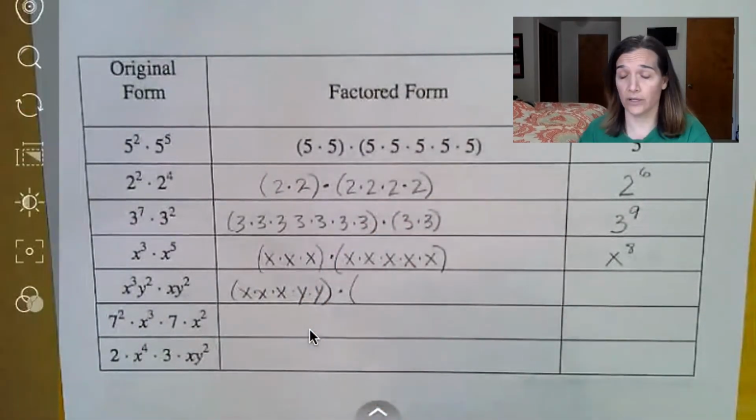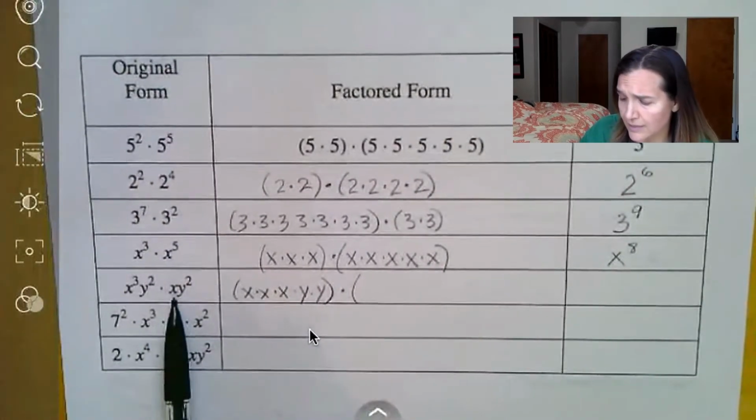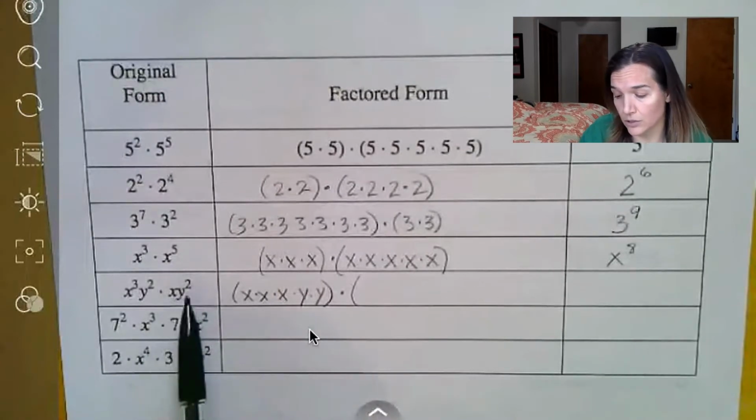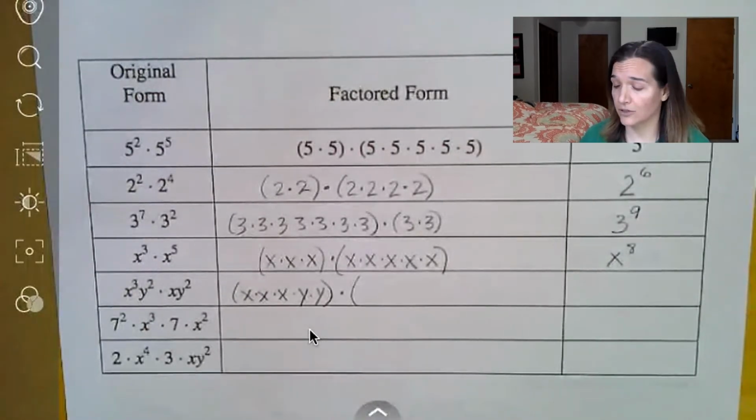This is the part where some students say, well, isn't this 2 x's, x times x, and then 2 of the y's, y times y? So here's what you need to know. Every single number or variable has its own exponent. And if it's not written in, it's a 1, that crazy one that's never there but is there.